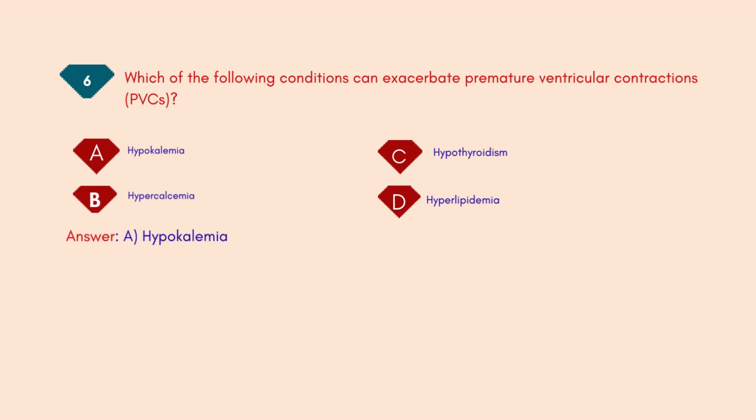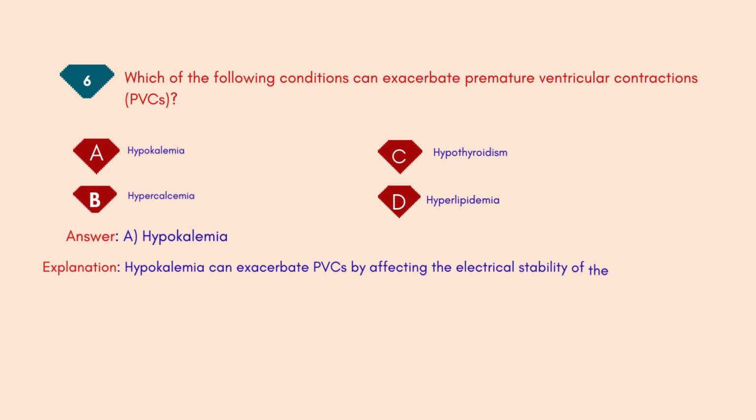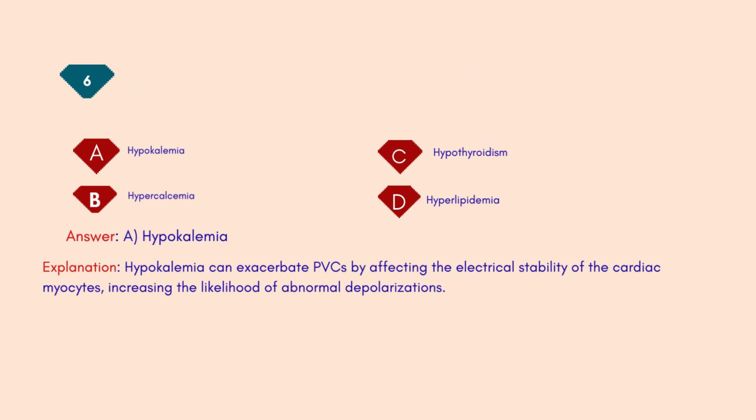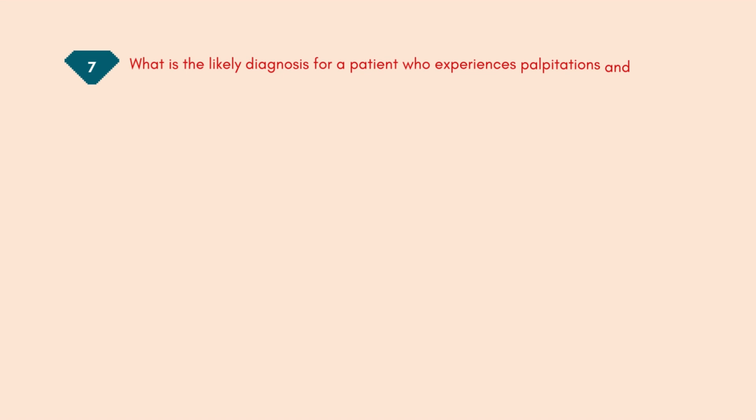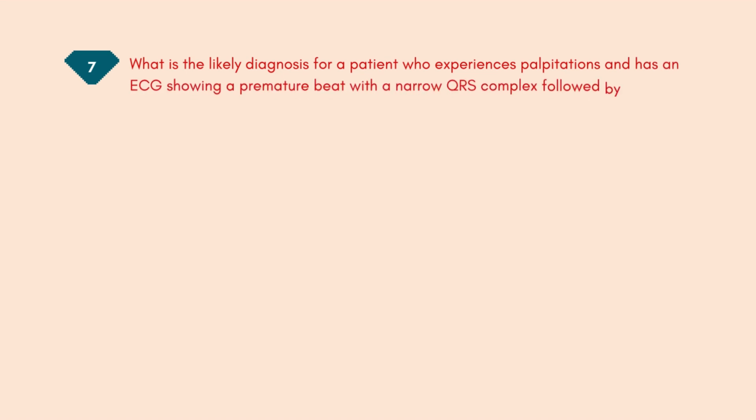Hypokalemia. Explanation: Hypokalemia can exacerbate PVCs by affecting the electrical stability of the cardiac myocytes, increasing the likelihood of abnormal depolarizations. What is the likely diagnosis for a patient who experiences palpitations and has an ECG showing a premature beat with a narrow QRS complex followed by a non-compensatory pause?